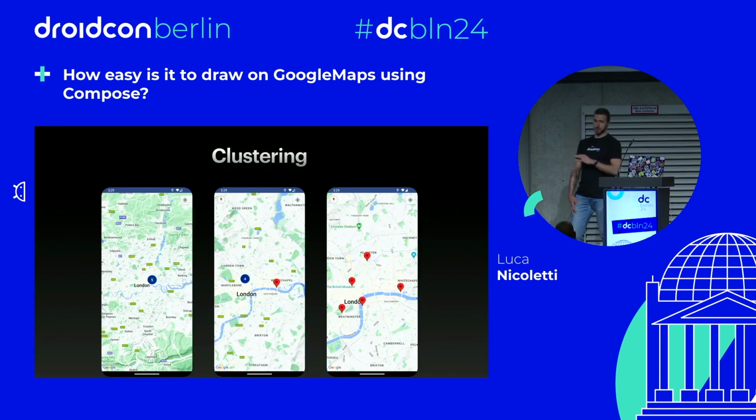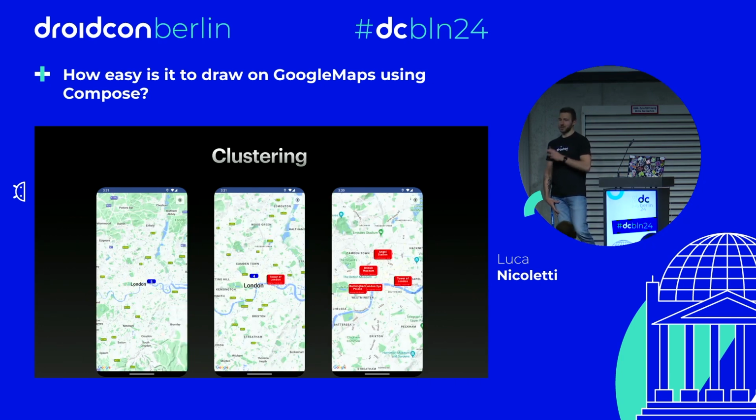This is the default implementation, which is used if you don't specify the cluster content and the cluster item content composable functions. The cluster is rendered by drawing a circle on the map and placing a text inside of it, with the number of markers grouped together in that area. And the marker is using the default marker icon. And this is a custom one. I just did some changes to display two rectangles instead of the circle and the marker icon.